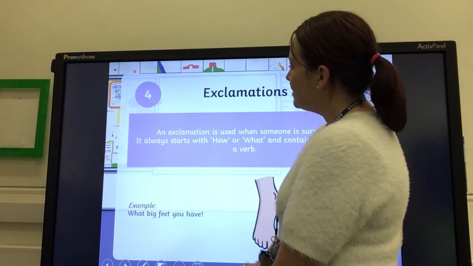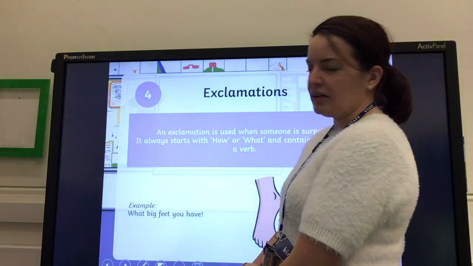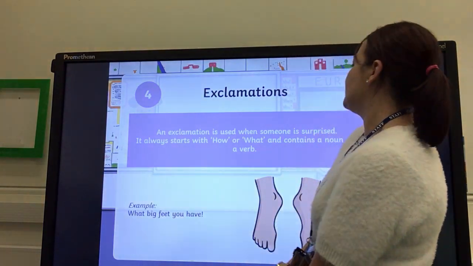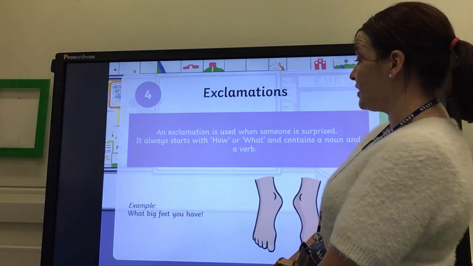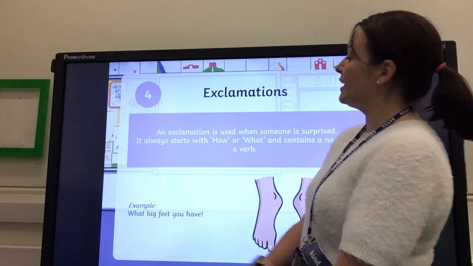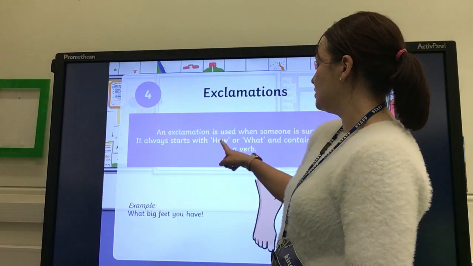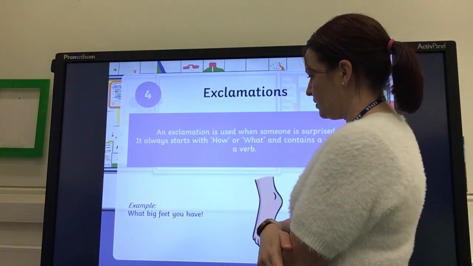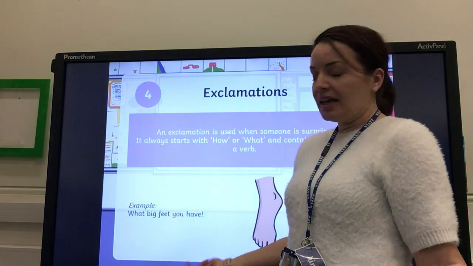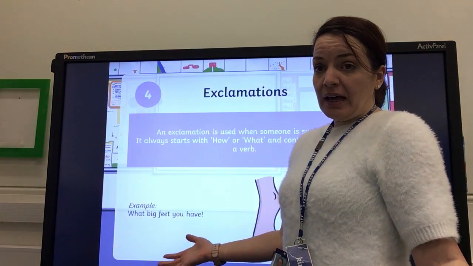And finally, we have exclamations, which I think are the trickiest ones. An exclamation is used when someone is surprised. Now this is what makes it tricky. It always starts with how or what. How amazing! What big feet you have.